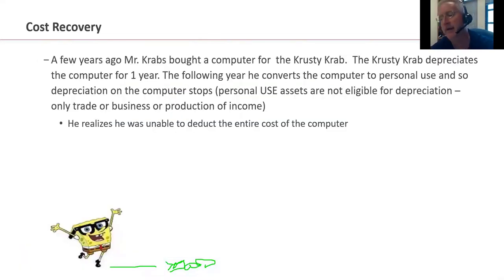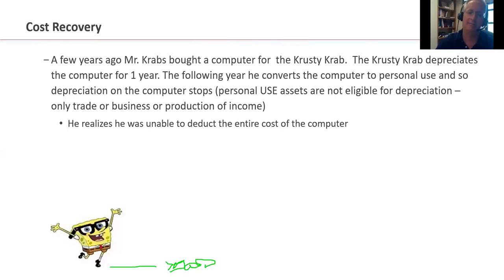All right, so we kind of love this accelerated depreciation. A few years ago, Mr. Krabs bought a computer for the Krusty Krab. And the Krusty Krab used the computer for a year. And then afterward, he converted the computer to personal use. So it was a laptop, maybe it was a desktop, whatever. He pulled that thing out of the Krusty Krab, took it home, right? So now depreciation on the computer stops, right? Because personal use assets are not eligible for cost recovery. Only business and production of income assets are eligible for depreciation. So he realizes he was unable to deduct the entire cost of the computer.